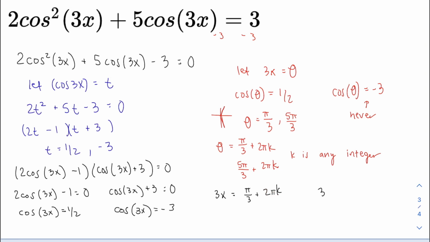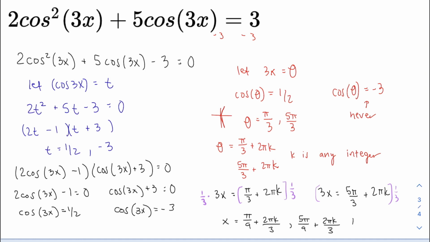Keep jumping the gun there. And 3x equals 5 pi over 3 plus 2 pi k. And then to solve for x, I need to multiply both sides by a third. I think it's easiest to multiply by a third as opposed to dividing by 3, because there's fractions involved already. So I will get that x equals pi over 9 plus 2 pi k over 3 and 5 pi over 9 plus 2 pi k over 3, where k is any integer. And now this one is done.